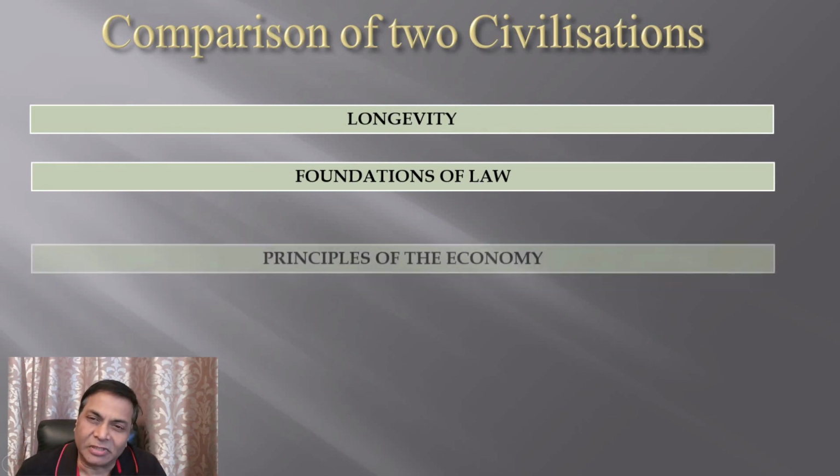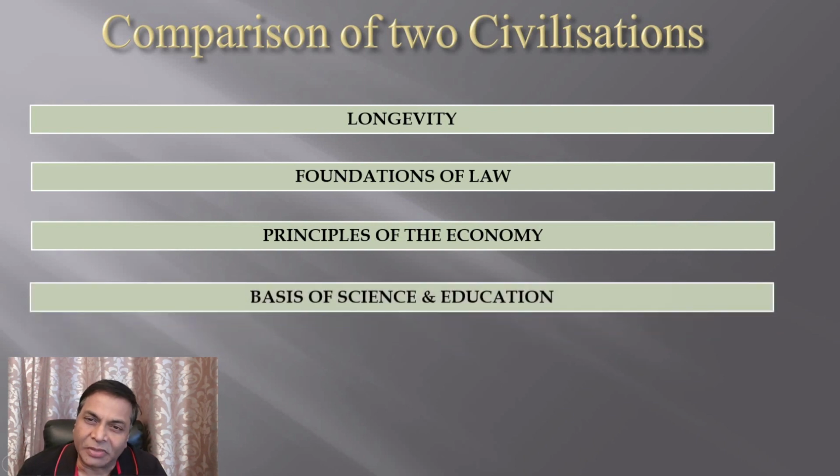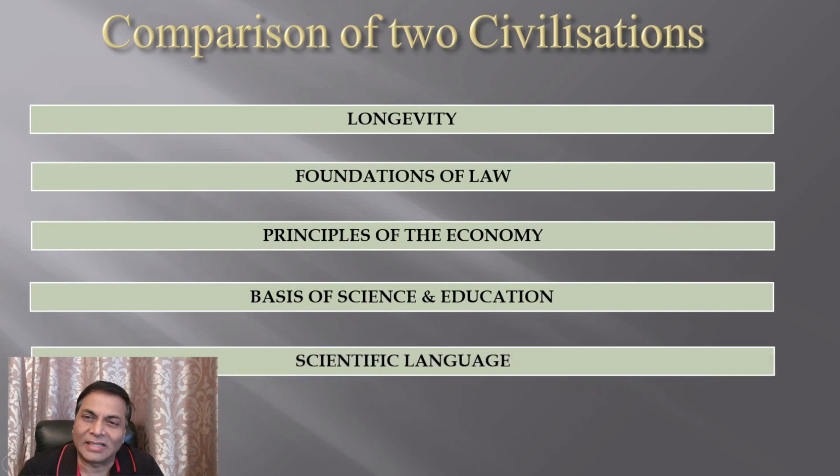We then examined the principles of law between the two civilizations. We examined the principles of economics between the two civilizations. We then also examined the principles of maths and science between the two civilizations. Of course, we've done very, very cursory examinations because we just want to touch upon a few things and then get into detail later, much of which interests us.